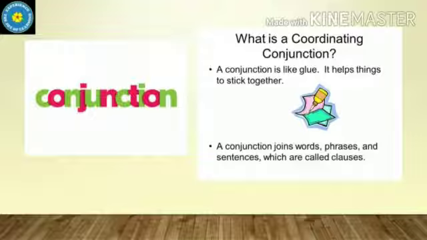Okay, children, another important part of speech is conjunctions. Conjunctions act like glue. They help things to stick together. What are these things? They are nothing but words, phrases, and sentences, which are called clauses. These sentences are called clauses because they are part of a sentence. So conjunctions are like glue, so always have that in mind.